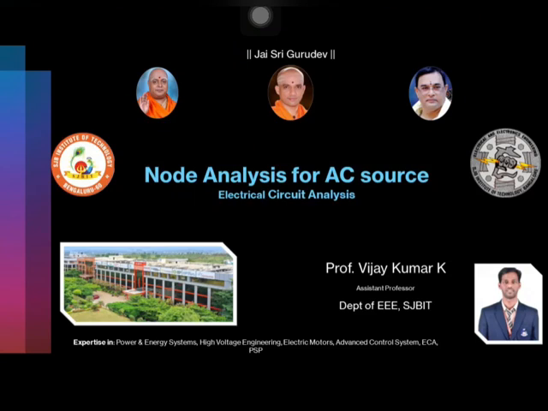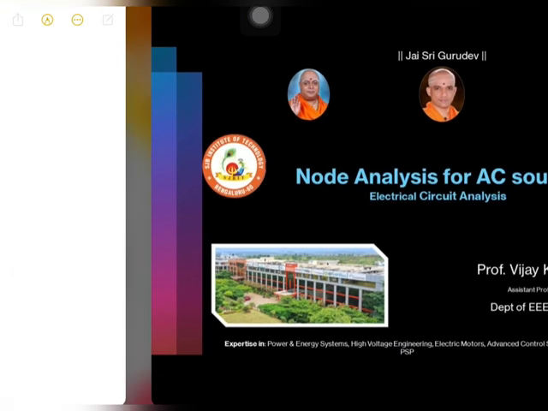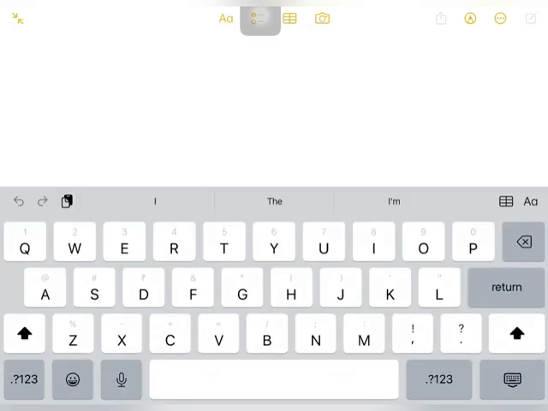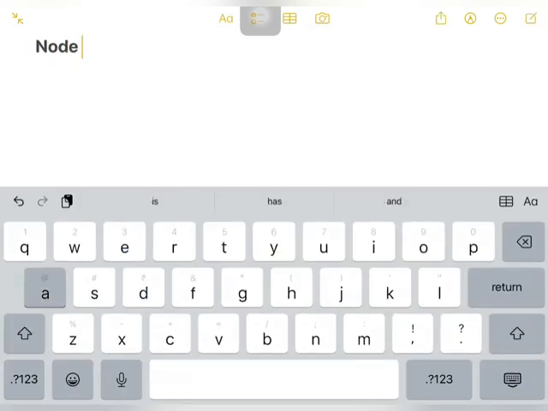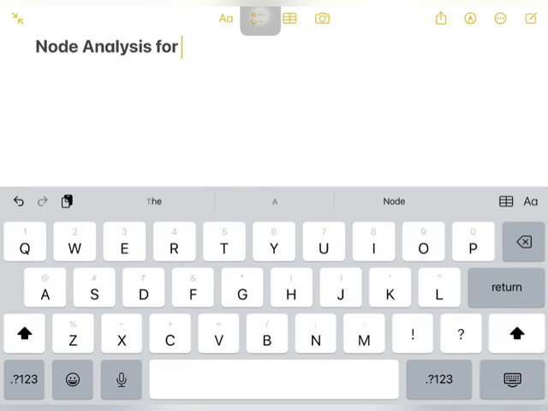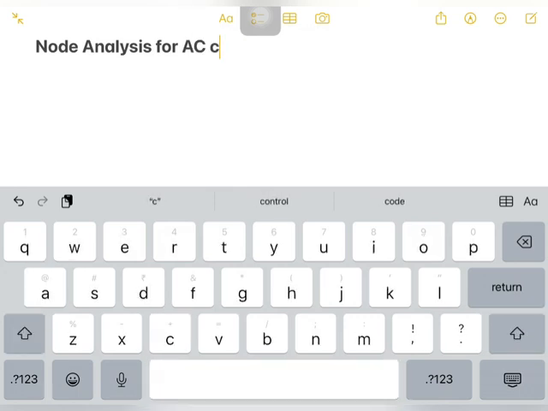Hello everyone. Let us see the node analysis for AC circuit with respect to electrical circuit analysis subject. How the node analysis can be applied for an AC circuit. Node analysis for AC circuit.